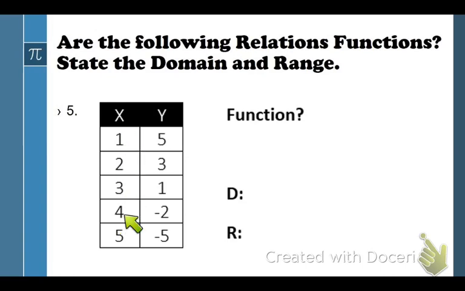4, did I put it in again? Nope. That means every time I put a 4, I got a -2. And 5, I didn't put a 5 in again. So that way I assume every time I get a 5, I get a -5 out. Okay? Is it a function? Yes.